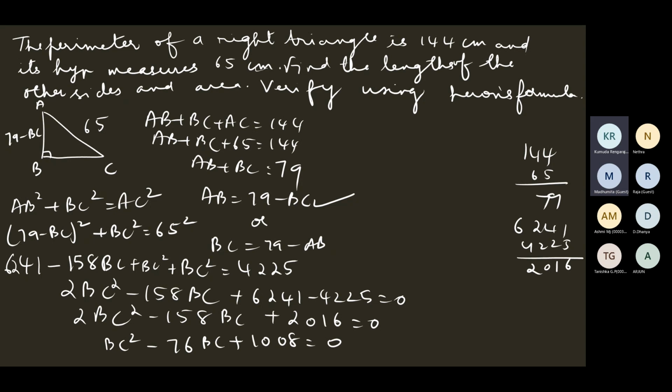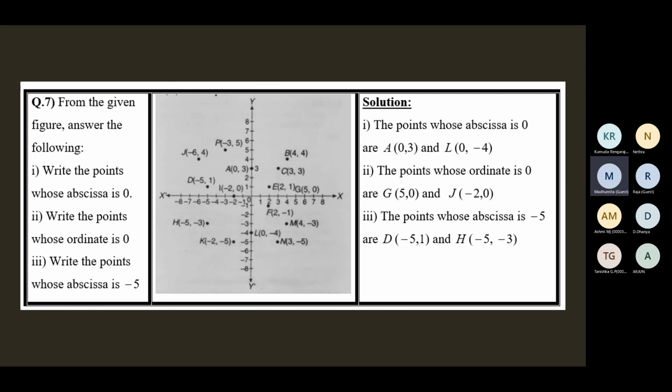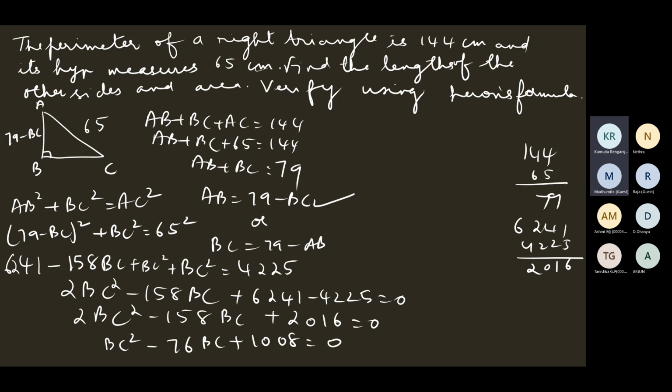Now you can use a quadratic formula. It's difficult to find the two numbers that satisfy the sum and the product, so you can use the quadratic formula. Have I introduced the quadratic formula to you earlier? No, ma'am. Okay, all right, fine. So this is the quadratic formula.